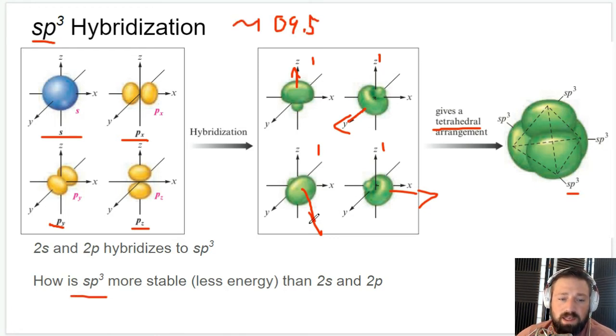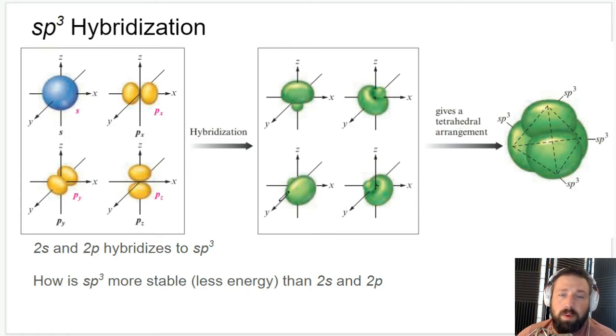Why do we even have sp3 hybridization going on? It all has to do with less energy. Remember, in chemistry, everything just wants to be stable. Everything wants to be at that ground level. Everything just wants to have the lowest potential energy. Everything just wants to chill out.